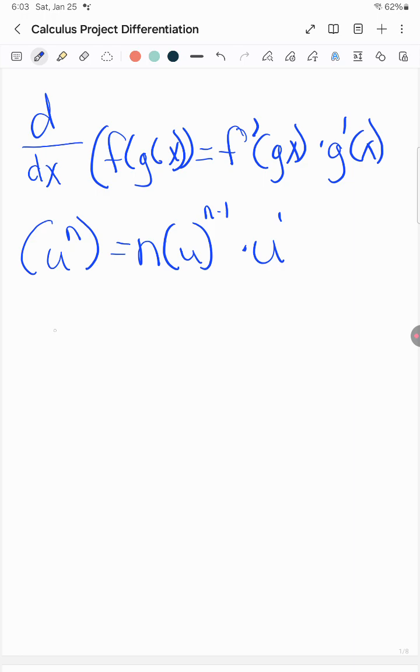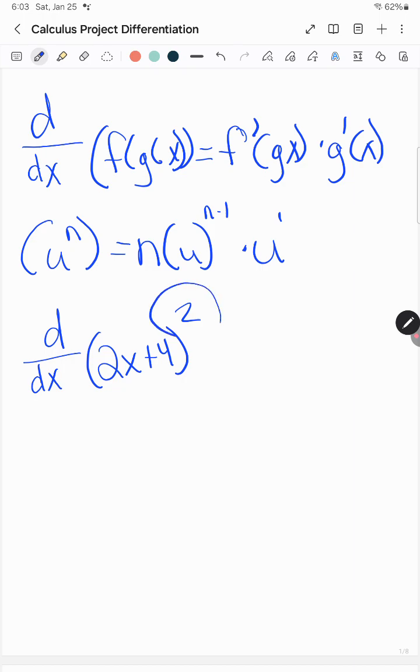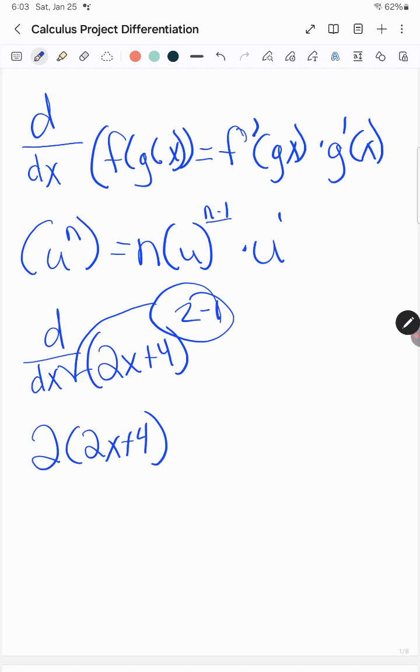So we're going to have an example problem that is d over dx times 2x plus 4 raised to the second. In this case, the first step is going to be for us to take that 2 and bring it down. So we're going to have 2 times 2x plus 4. Now we're going to have to look at the 2, and we're going to have 2 minus 1, that n minus 1 up there, which is going to leave us with 1, or we'll just leave it off because that's the normal state of it.